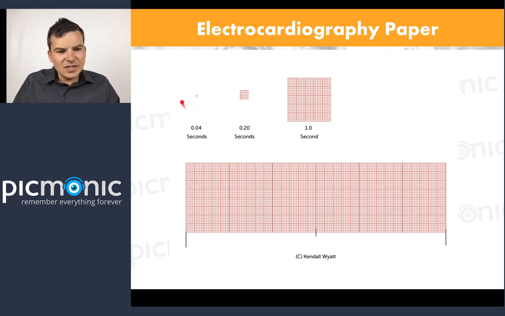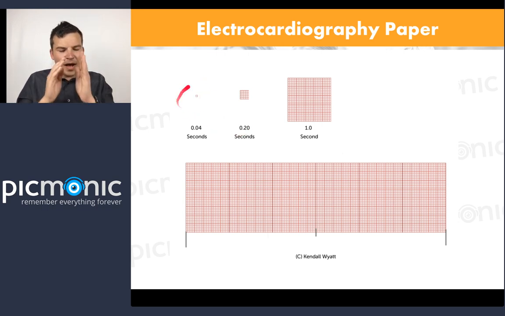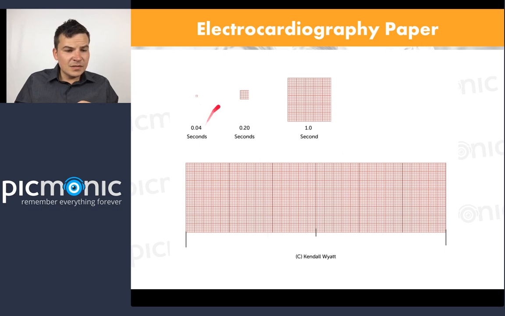What happens is the 0.04 seconds, the tiniest little boxes, everything goes in multiples of 5 here. So you've got to remember the multiples of 5. If you remember that 5 of the smallest boxes going across, as evidenced right here, equals 0.2 seconds. So 0.04 times 5 is 0.2 seconds. So it's 1/5 of a second.